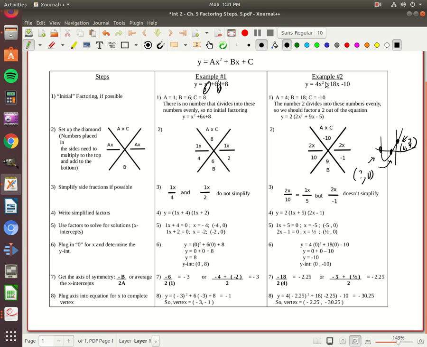Hopefully you see what I was talking about. If you do, you know that my y-intercept is 0, negative 10. Because if I plug a 0 into that equation, I'm going to get what's left over. So pretty simple, step 6. Step 6 is very easy.